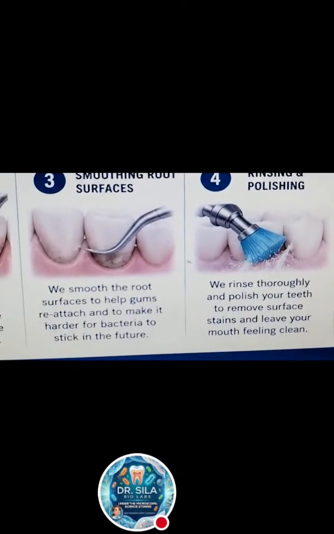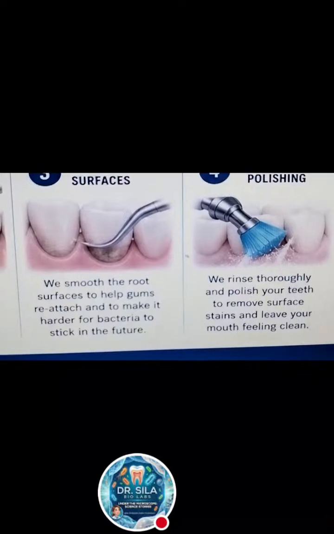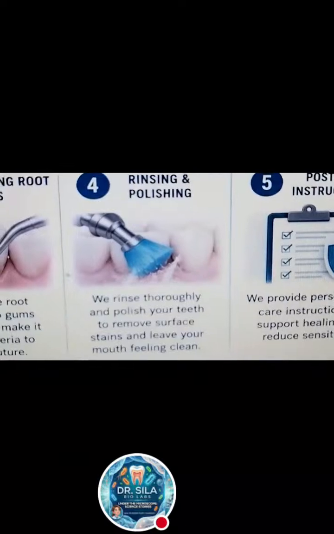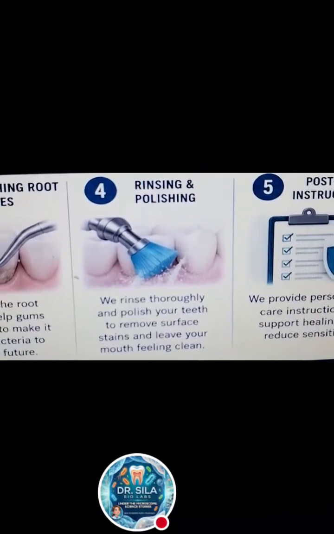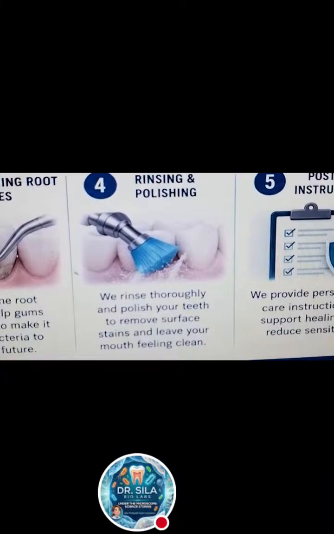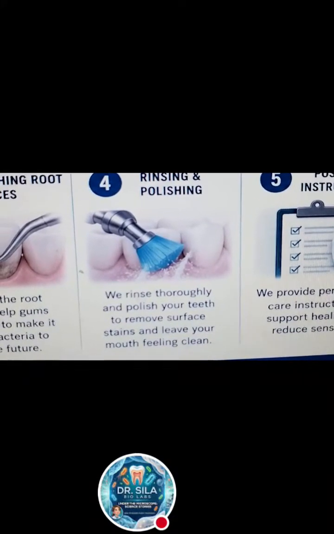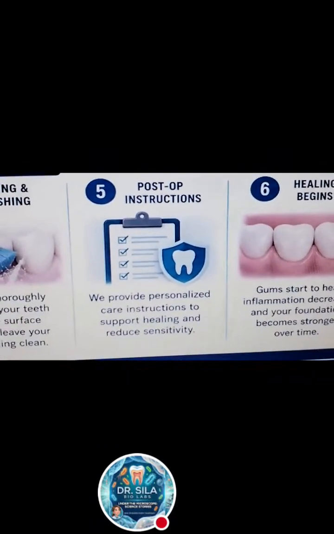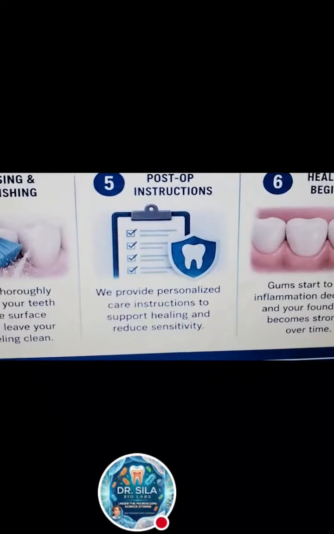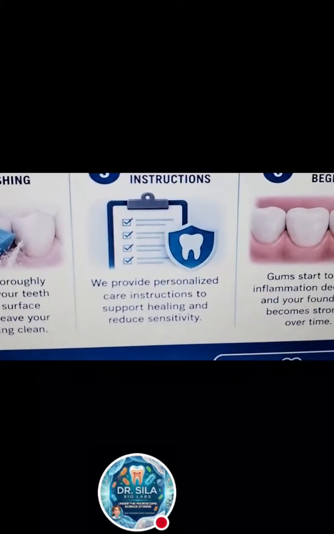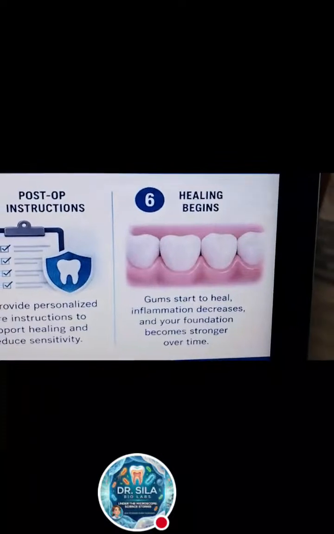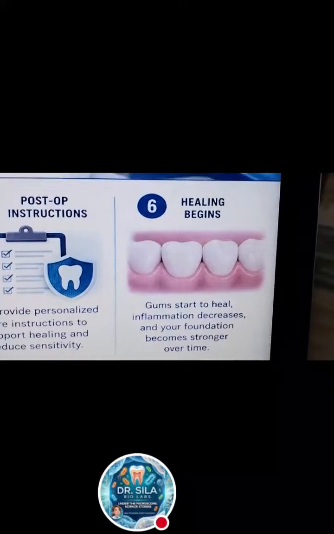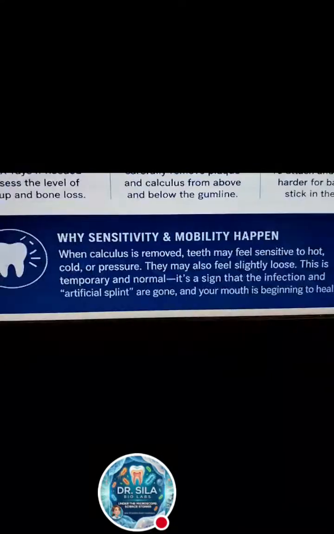Smoothing the root surfaces helps the gum to reattach and makes it harder for bacteria to stick in the future. Polishing and rinsing: we rinse thoroughly and polish your teeth to remove surface stains and leave your mouth feeling clean. Post-op, we provide personalized care instructions to support healing and reduce sensitivity. Healing begins, gums start to heal, inflammation decreases, and your foundation becomes stronger over time.